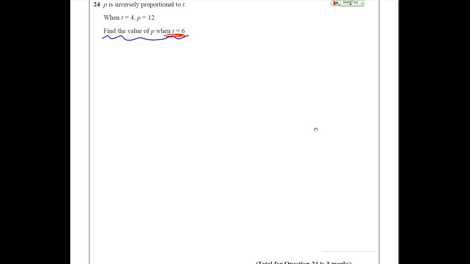Now I'm going to show you the proper maths way to do this. There are some shortcuts, but I think it's nice to follow this method through because this is useful in real life to see how things are related, and you can solve lots of difficult problems using proportionality. Anyway, P is inversely proportional to T. So that means that P is proportional to 1 over T.